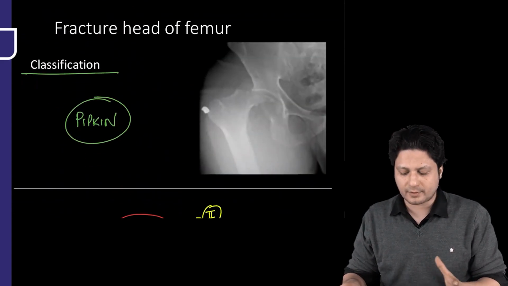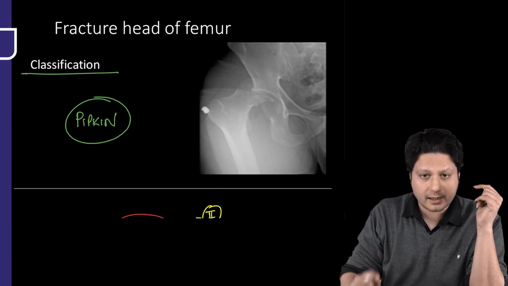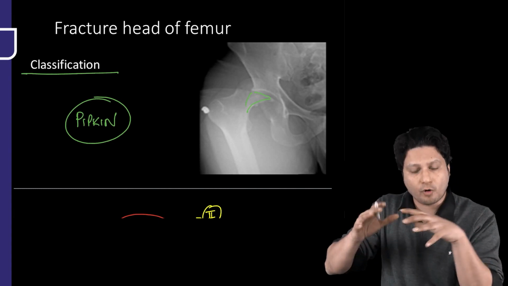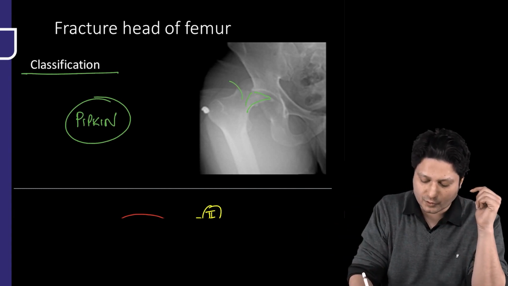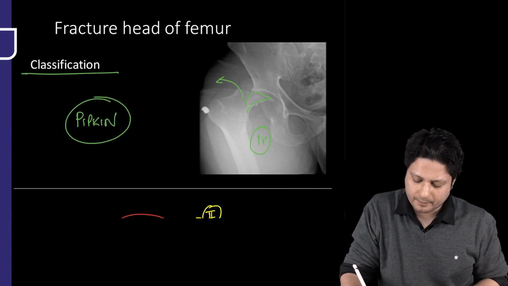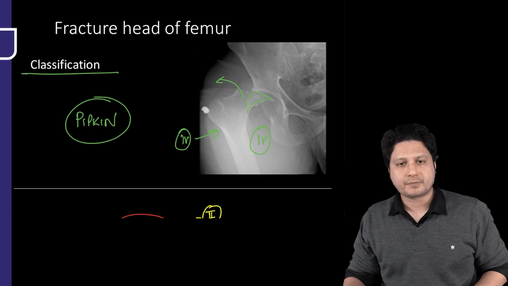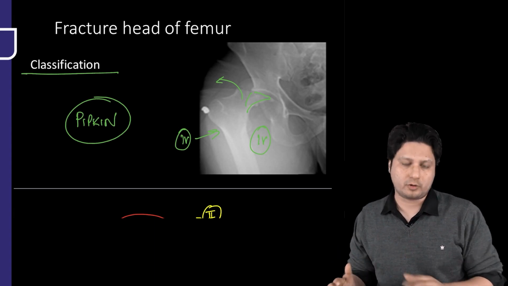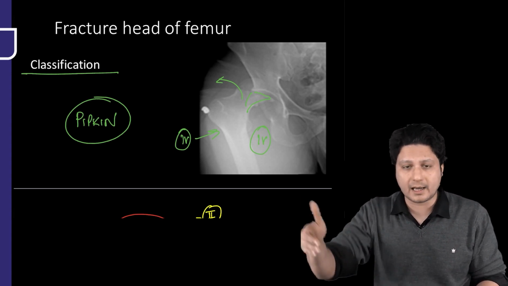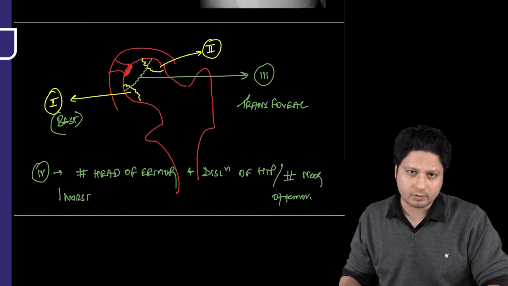Now, if you look at this Pipkin's classification over here, if you look at the X-ray, there is a fracture which is involving the infrafoveal head of the femur, but this is associated with posterior dislocation of the hip joint. So this is a Pipkin's type 4 fracture head of the femur, and it would be having the worst prognostic outcome because the possibility of avascular necrosis of the head of the femur would be relatively higher in these kinds of fractures. So at least this much you need to remember out of this particular topic, that is fracture head of the femur.